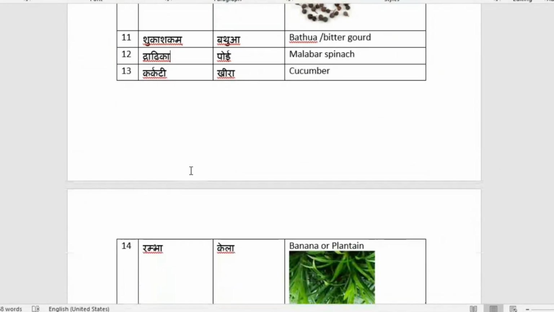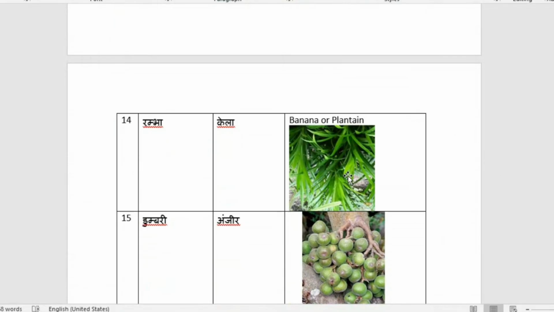Karkati means a cucumber, khira. Oh, I got this reversed. Okay, I'll reverse it. So Rambha means kela, that means banana, plantain. But when I searched on the net, I got this picture which is called a home banana plant. I don't know what it is, but it was named as home banana plant. So under Rambha, this picture came. But the literal translation in the books is banana or plantain, that is kela.